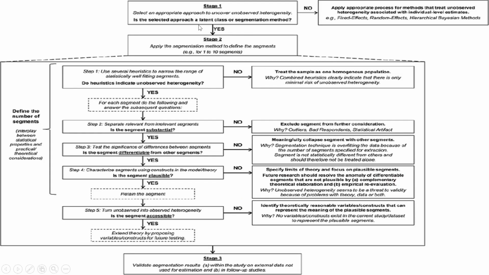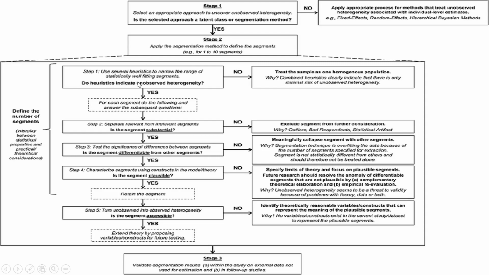Yeah, stage 1. Is the selected approach a Latent class approach or a segmentation method? If it is a Latent class, move ahead, say yes. In other cases, you will have to go for fixed effects, random effects, and other types of segmentation. Here, we are going for Latent class. That's a segmentation method. Apply the segmentation method to define the segments for which you want to run the algorithm. That is, for how many segments you want to run this segmentation method: 1, 2, 3, 4, or 5.